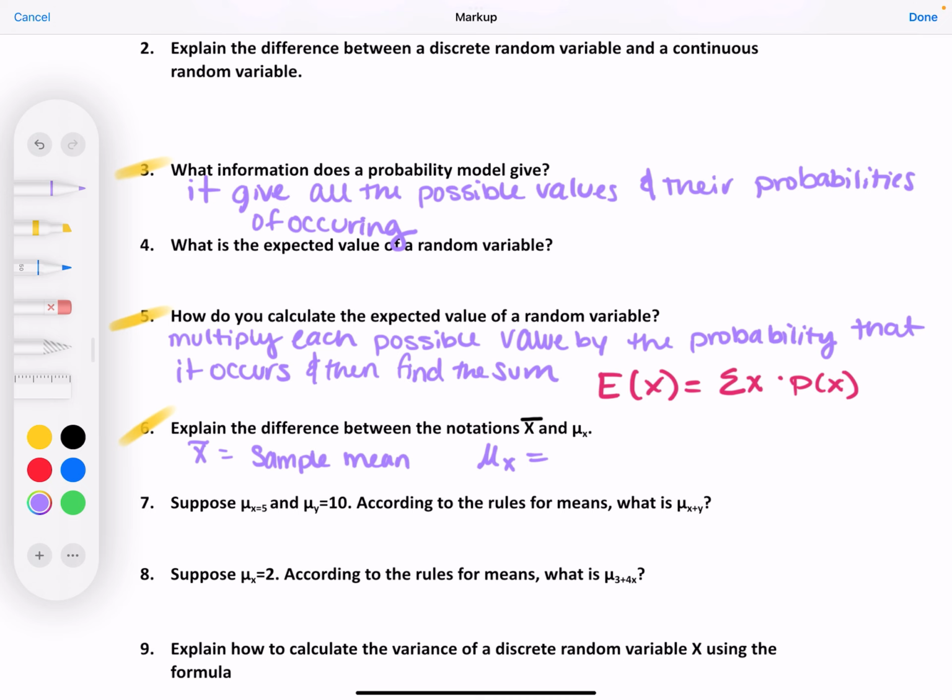Mu sub x is a population or model mean, but I usually just say population mean. This is the one I can't draw. It's a cursive U, a curly M. Just draw an M with an exaggerated tail.